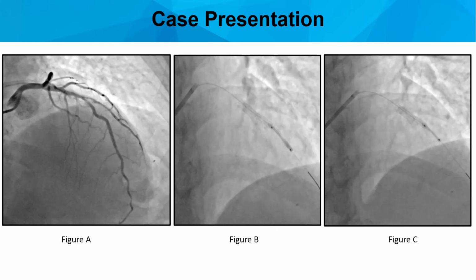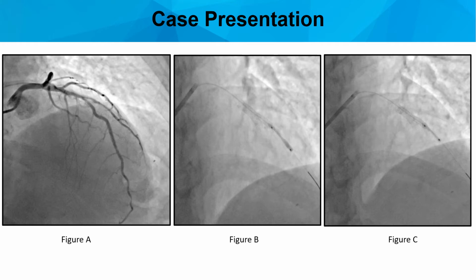A patient presented to our lab with angina. As shown in Figure A, coronary angiography revealed a patent LAD stent with minimal in-stent restenosis. There was a stent in the second diagonal artery with about 50% in-stent restenosis, and just distal to that diagonal stent there was a diffuse lesion.